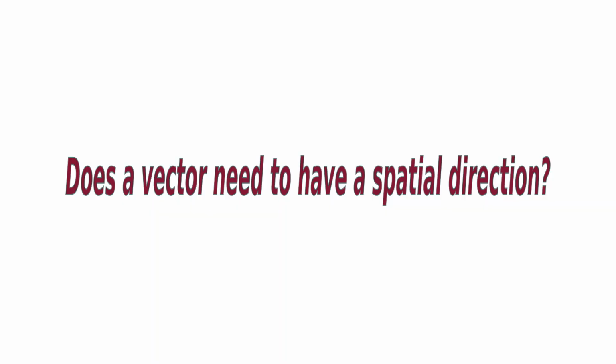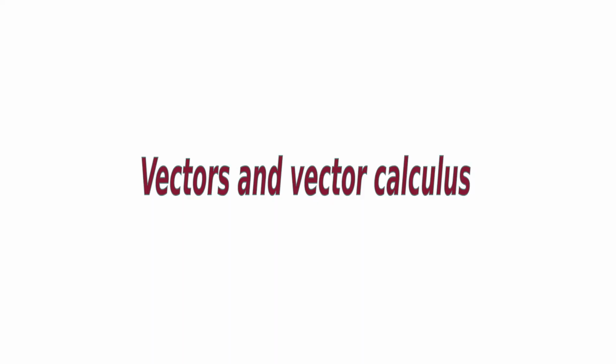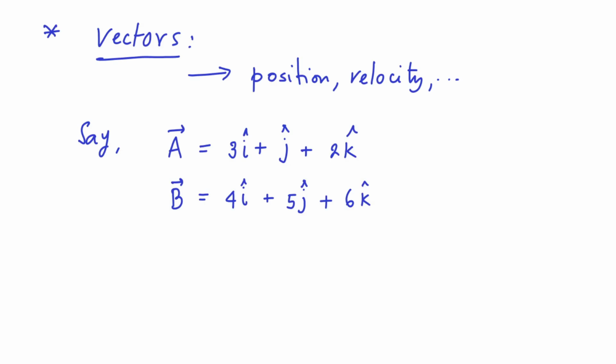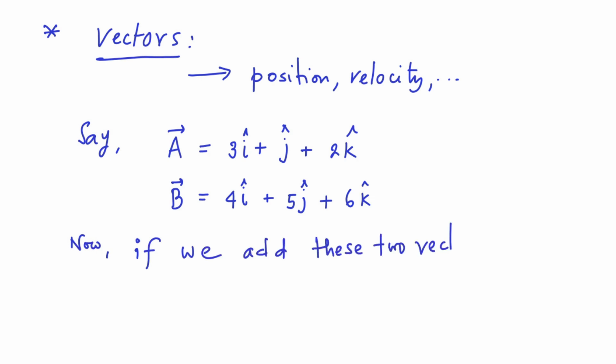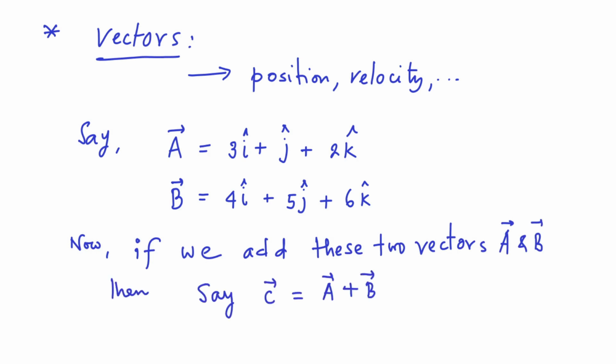However, is it always true that a vector necessarily needs to have some spatial direction? In today's session, we begin our discussion on the topics of vectors and vector calculus. Let us consider two vectors as you see here, A and B. Now, if we add these two vectors A and B, then we get another vector, let's call it C, as you see here, which is 7 times i cap plus 6 times j cap plus 8 times k cap.